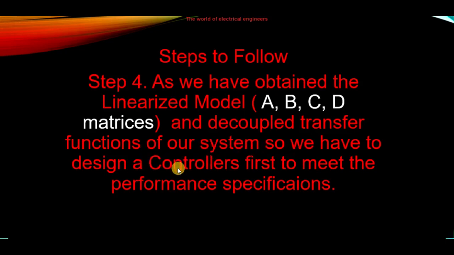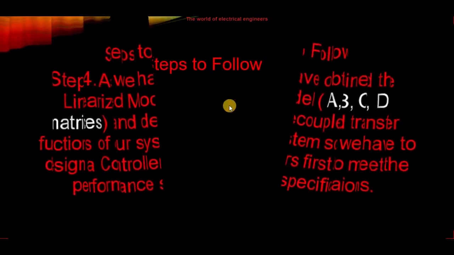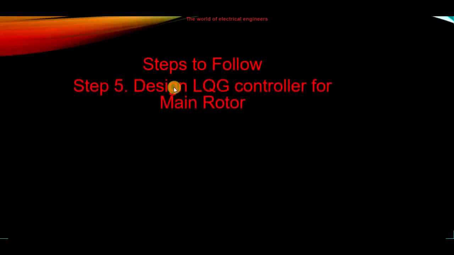Now the next step is to design controllers for our system to meet the performance specification, like settling time, rise time, and steady state error. These are called performance specification. For these we will first make a controller. So here we will make an LQG controller, linear quadratic Gaussian controller, for our system.